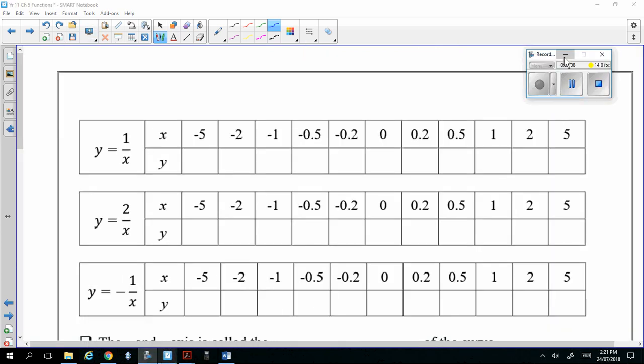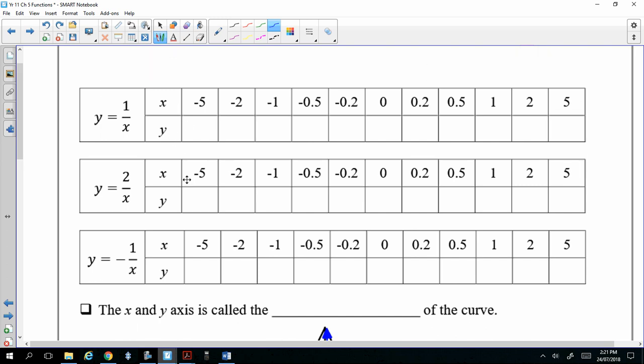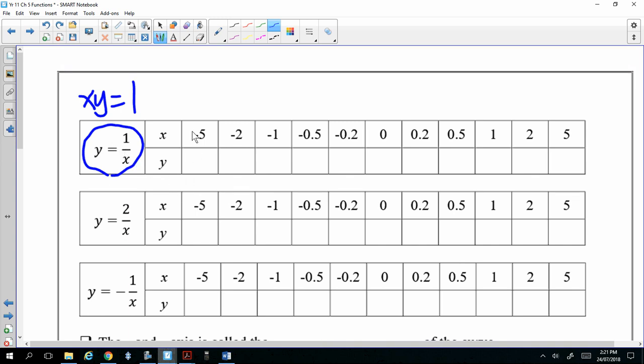So this comes from xy equal to 1. So if you make y the subject, you divide both sides by x, you get 1 over x. So whenever you see an x in the denominator, it is called the hyperbola. Now let's complete this table of values. So if you put negative 5 in here, like before, we get negative 0.2. For negative 2, you get negative 0.5, then negative 1, right? So you can substitute in. If you substitute negative 0.5, you get negative 2, and then negative 5.